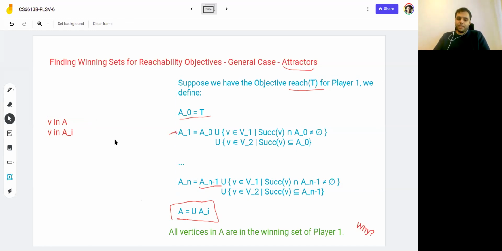So we can be sure that if we are in an attractor set of player 1, then we are in a winning set, right? So every state in A is a winning state for player 1, which means that if you start the game anywhere in A, player 1 has a strategy to win no matter what player 2 does. Okay, but are these enough? Can there be any other winning vertices for player 1, or is A everything that we need to compute?